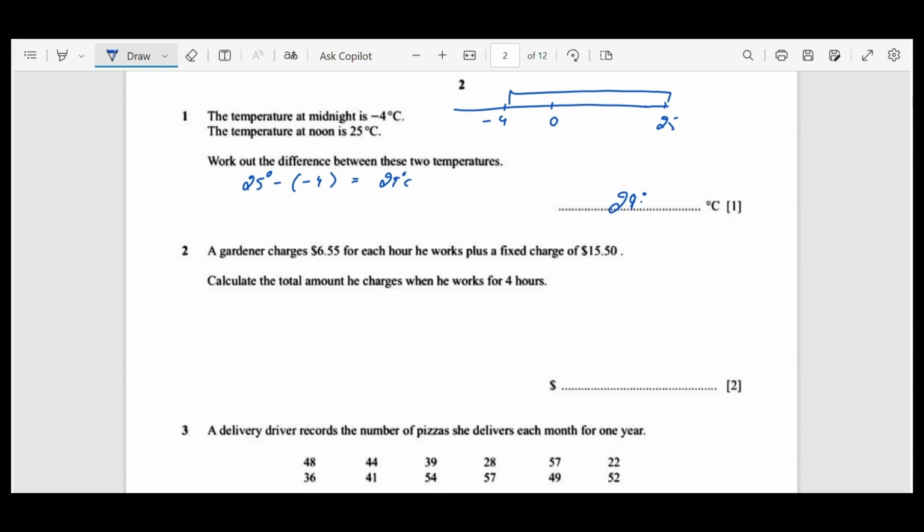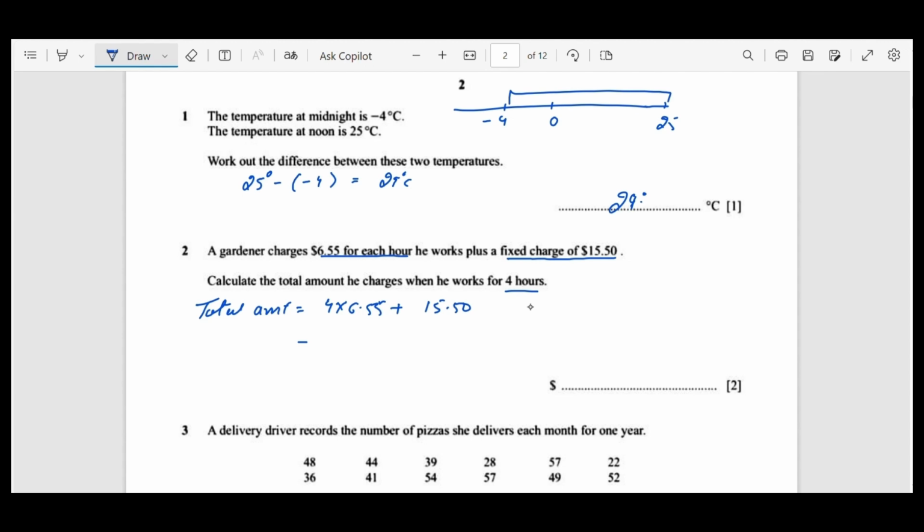Next, second question. A gardener charged $6.55 for each hour he worked plus a fixed charge of $15.50. Calculate the total amount he charged when he worked for 4 hours. So this is the fixed amount he charged, and for 4 hours he charged this per hour, right? So we have to find the total amount. So total amount will be equal to 4 into 6.55 plus 15.50.